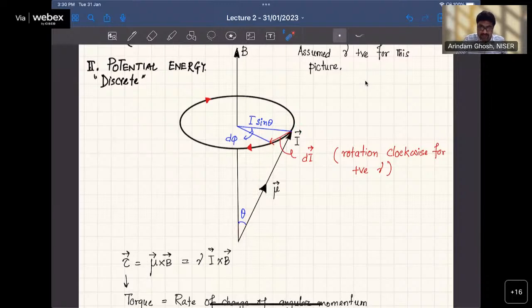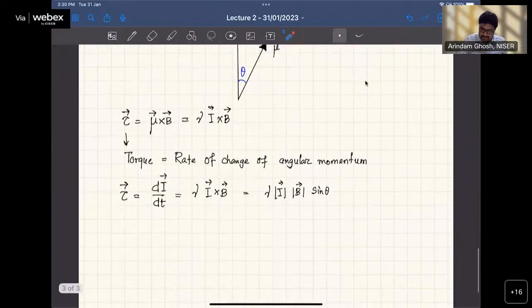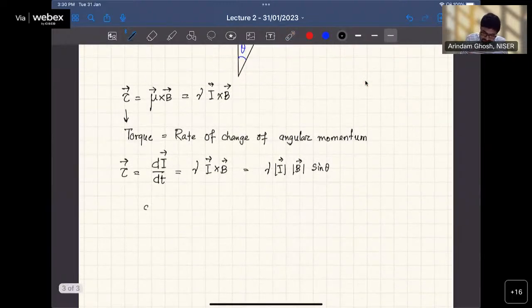And then from the geometry, we know that this is just a very small arc on the circle. So the length of dI is given by this radius. The radius is I sine theta, because this whole thing is I. So this radius is I sine theta, and this is a small angle d phi. So dI is equal to I sine theta d phi. That is something that I'll be writing.